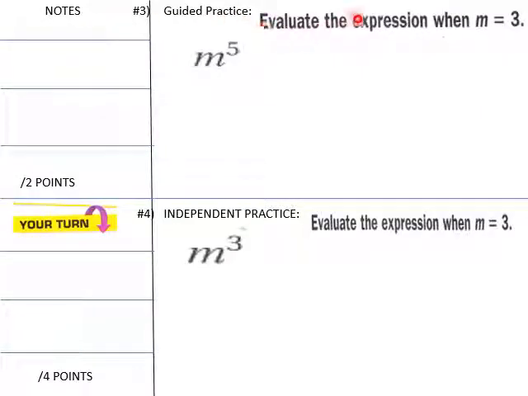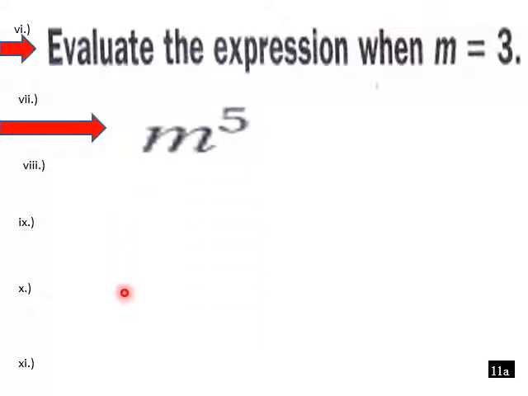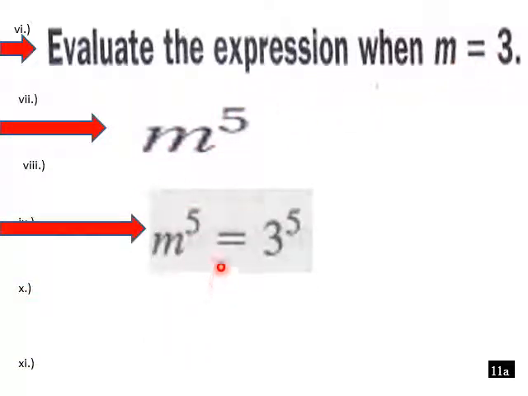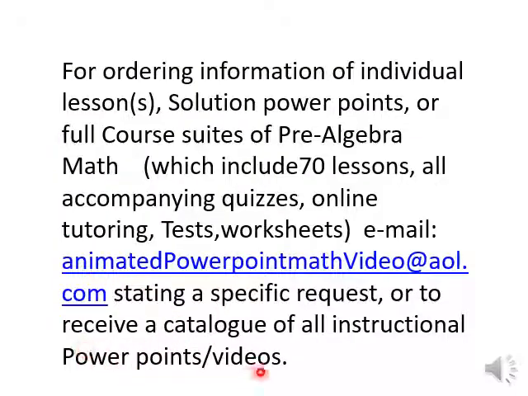Okay, our next guided practice, evaluate the expression when m equals 3. And then students, this is yours down here, m cubed. Evaluate this expression when m equals 3. Okay, into our guided here, evaluate expression when m equals 3. So we plug in 3 for m, and we get 3 to the 5th, which is what? 3 times 3 times 3, which is what? 243.